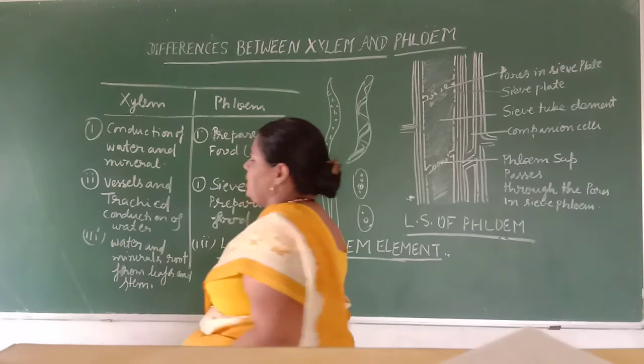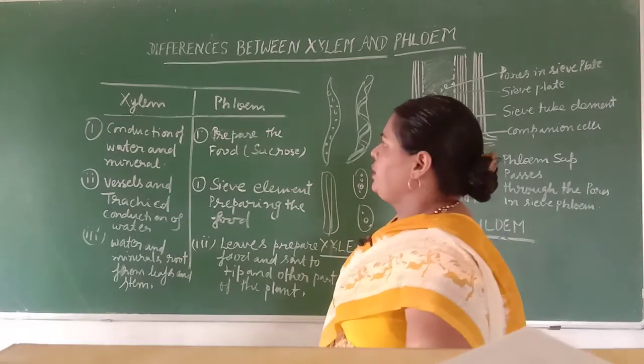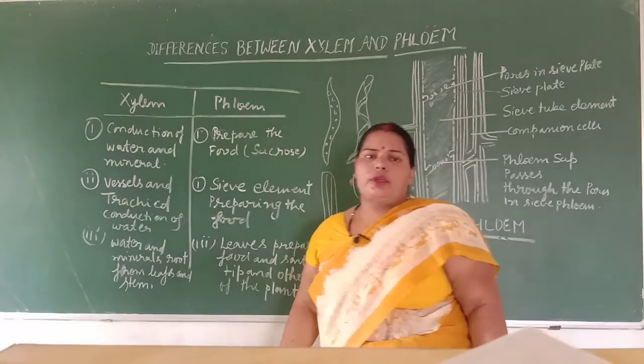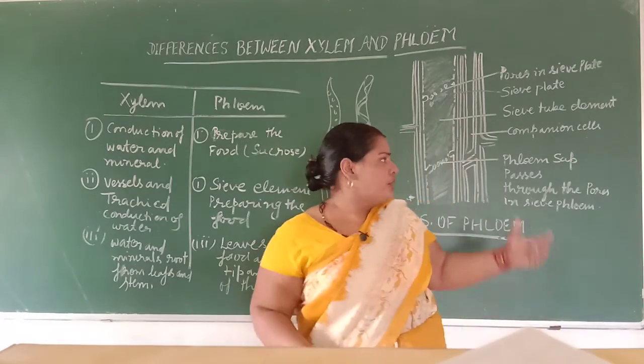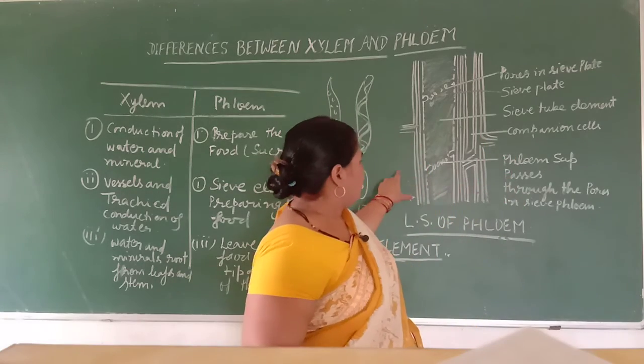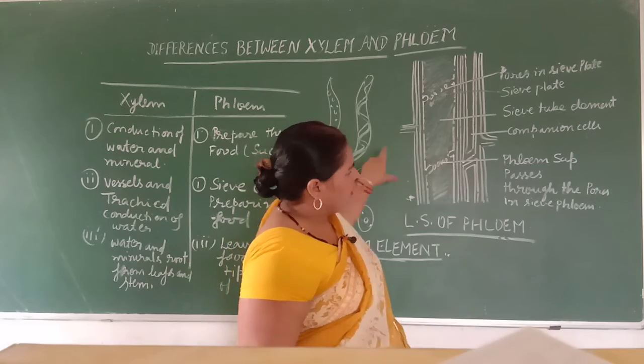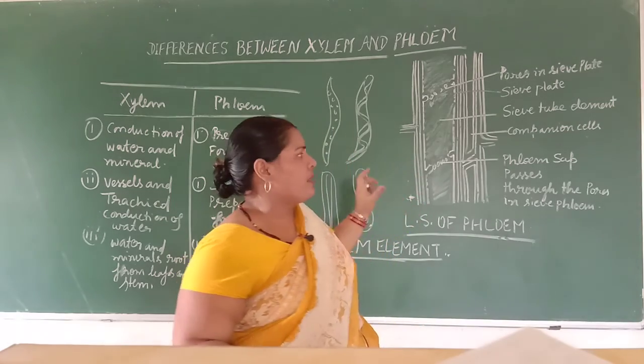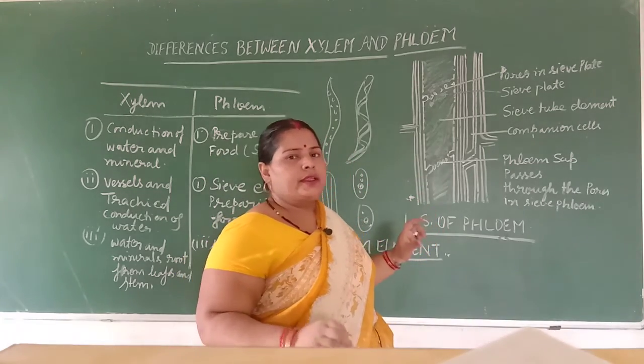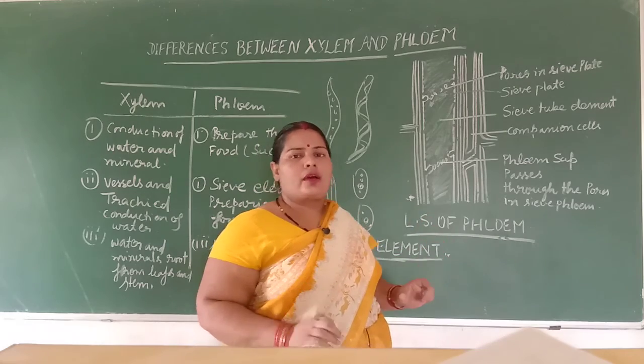So students, in this way you learned the main differences between xylem and phloem tissues. You see here the diagram of the phloem cells, and here the diagram of the xylem elements. These are the four types, but all the parts have a specific function and it is necessary for the growth of the plant.